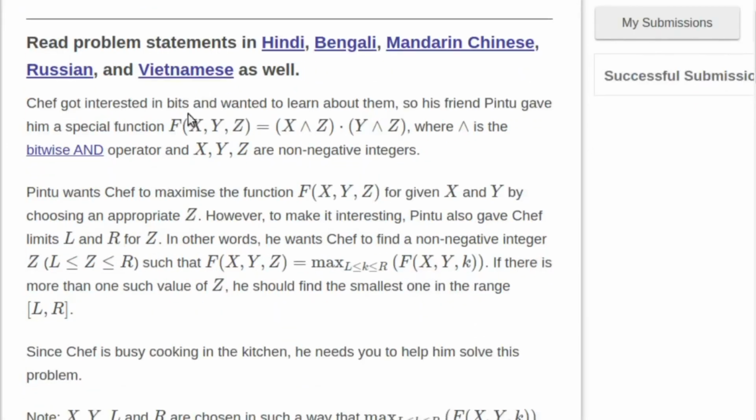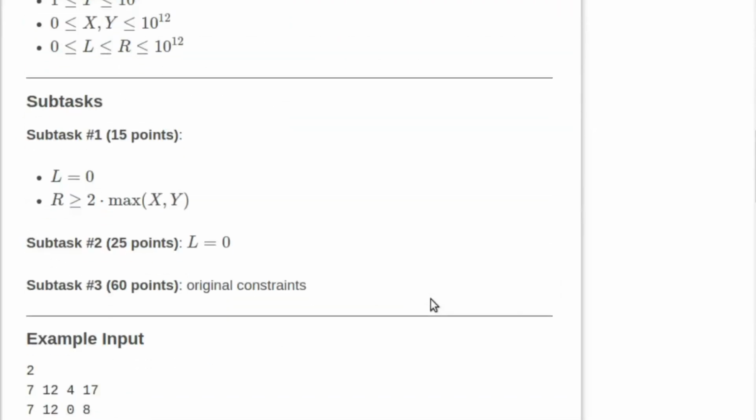So in this problem you are given a function f(x, y, z) which computes the product of (x AND z) and (y AND z). Now you are given x and y, and you have to choose a z in the range L to R such that f(x, y, z) is maximum. If there are multiple z which satisfy this condition, then you have to choose the smallest one in the range. Okay, so let's see some examples.